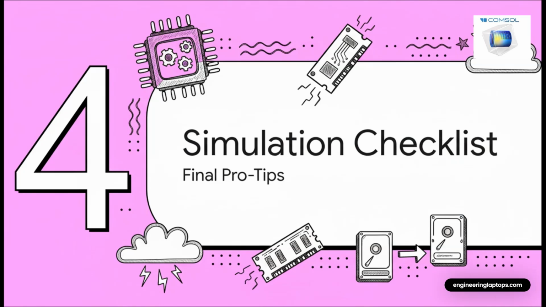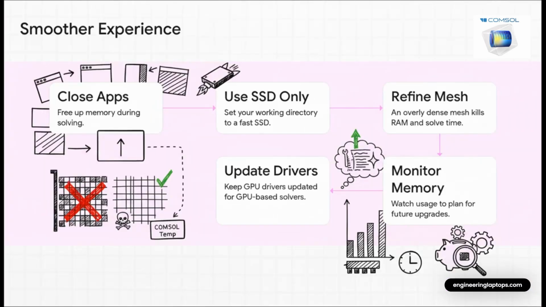Awesome. So before we wrap this up, let's just go over a quick checklist. Think of these as simple habits, some pro tips you can start using right now to squeeze every last drop of performance out of any machine, whether it's the one you have now or a brand new build. These are some really easy wins. First, close other programs. Seriously, free up that precious RAM. Make sure COMSOL is actually using your fast SSD for its temporary files.